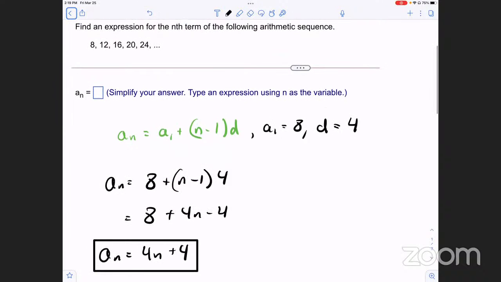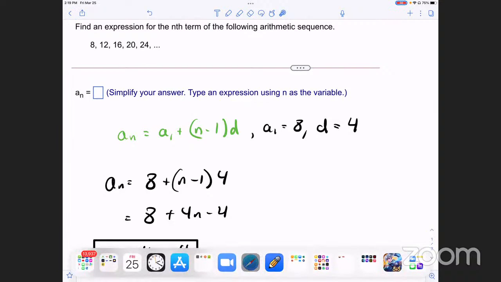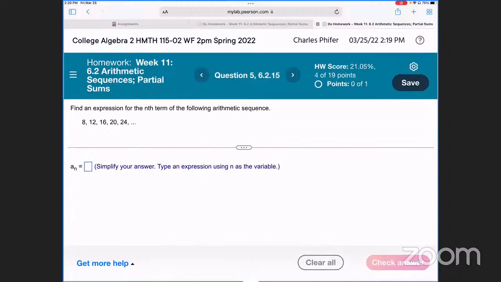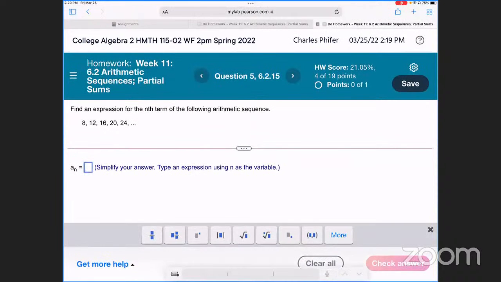I can make sure that it works. For instance, when n is 1, we get 8. When n is 2, we get 12. When n is 3, we get 16, and so on. They all check out. Okay, 4n plus 4.